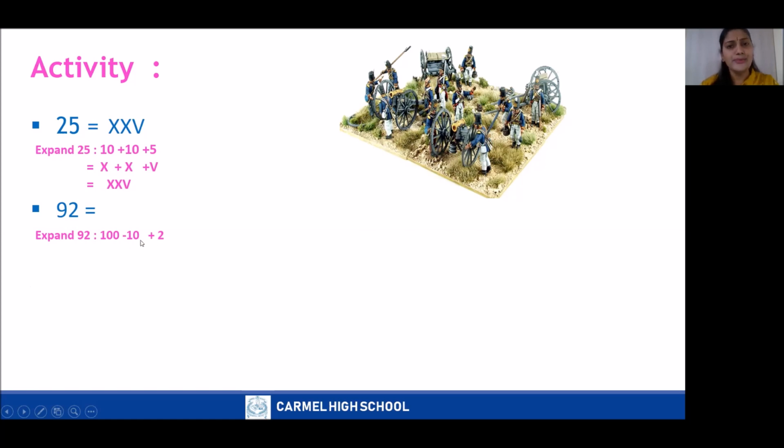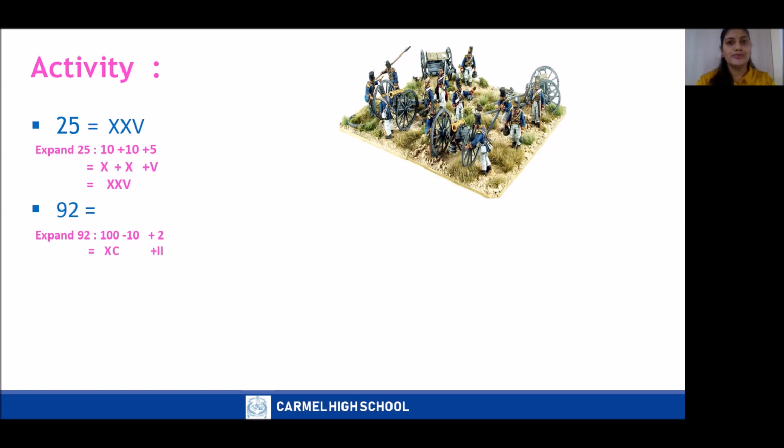Now, we are going to convert this into Roman numerals. 100 is C. Now, my minus 10 is X. That is, remember the rule, while subtracting, we have to write the smaller value before the greater value. Clear?